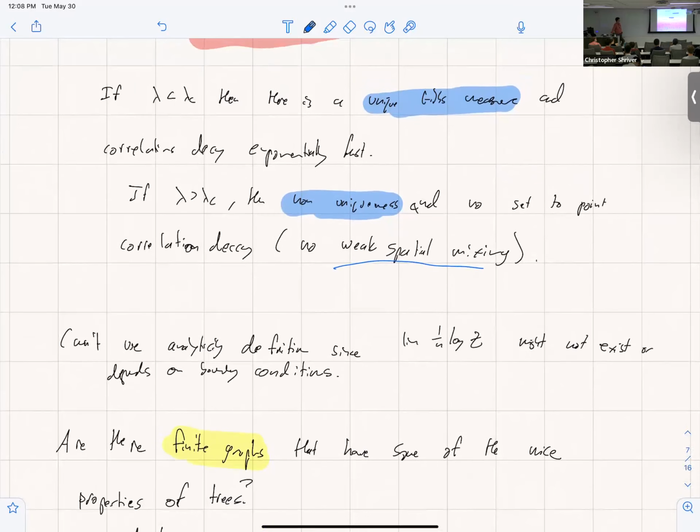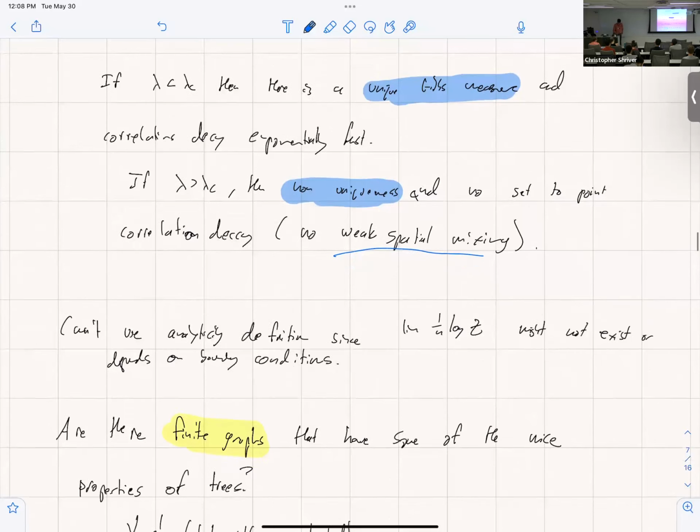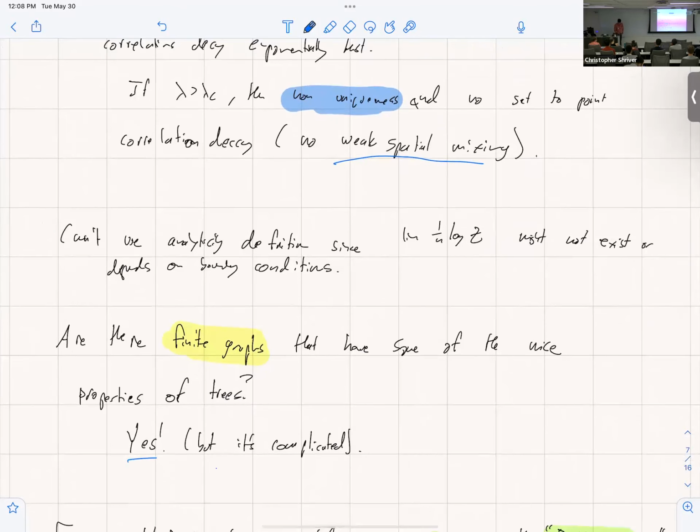Okay, so the tree, in a sense, is kind of nice. For many spin models, not all, but many, you can fairly easily understand the uniqueness, non-uniqueness phase transition by this recursion. But you lose a little bit, because maybe you're interested in something about finite graphs, okay? And so one question you could ask is, are there finite graphs that have some of the same nice properties with respect to spin models that the infinite tree has? And the answer is yes, but it's complicated. So let's get into that.